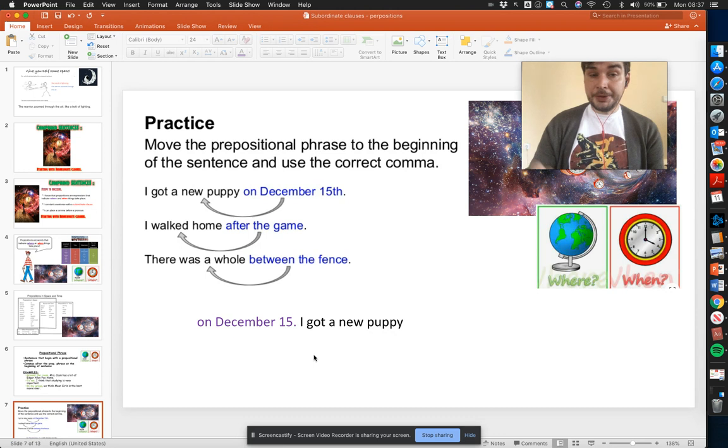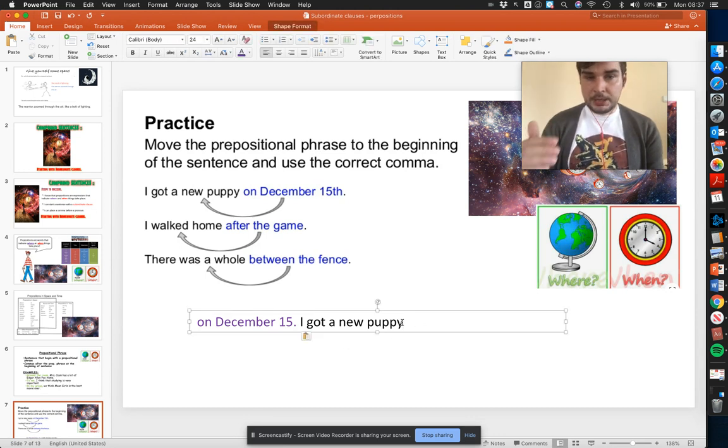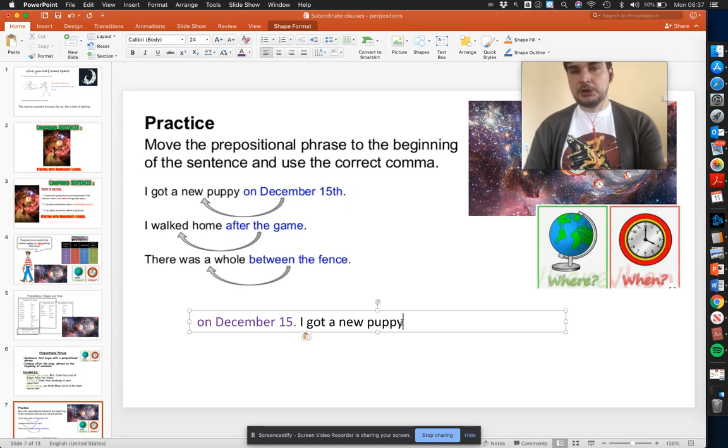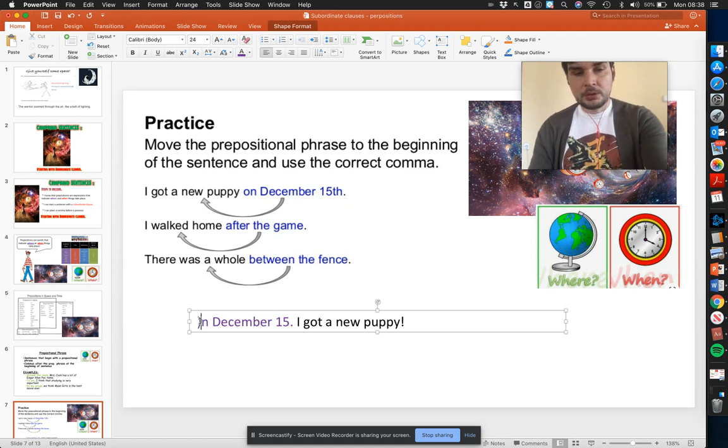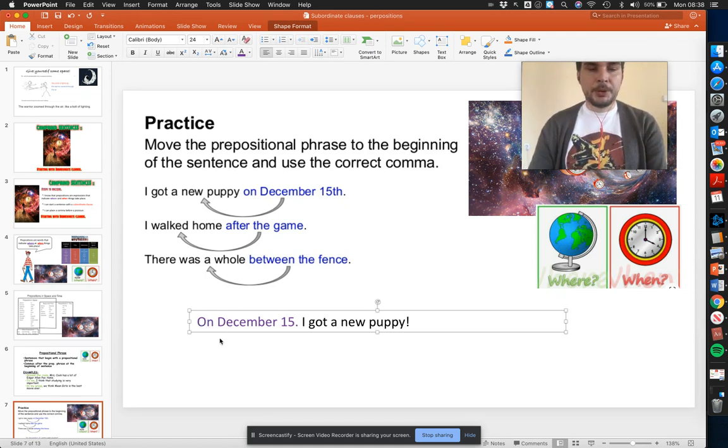Now, there's two things wrong with that. First of all, I don't have punctuation at the end. And just because, as you might be surprised to know, I'm quite a loud person, I'm going to put an exclamation mark at the end. Because we use full stops all the time, adding ellipses wouldn't be a great idea because it's not a mysterious sentence. And getting a new puppy, you have to admit, is kind of an exciting deal. Now, I will want to place a capital letter at the beginning of the sentence. Sorry, wrong button. On December 15th, I got a new puppy.